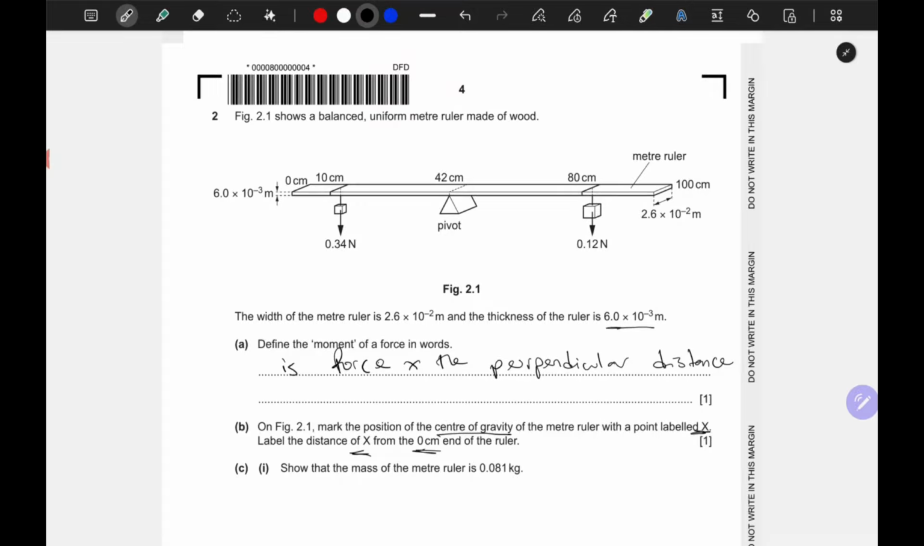So this is a uniform meter rule. That means the mass is distributed equally across the ruler. Since it's a 100 centimeter ruler, the center of gravity is going to be at the halfway line. So if this is 42, that means 50 is going to be somewhere around here. So we label this x, and this is 50 centimeters. This point.